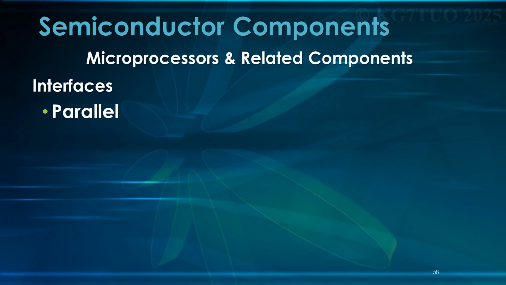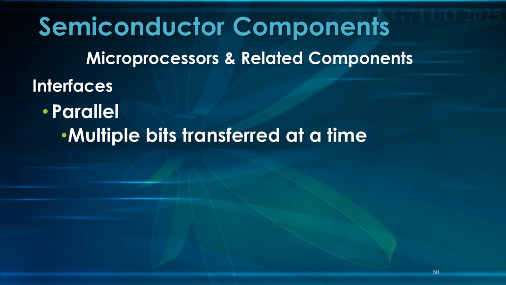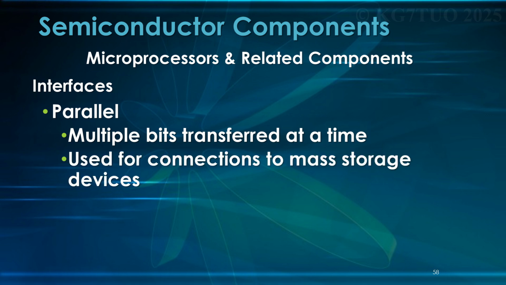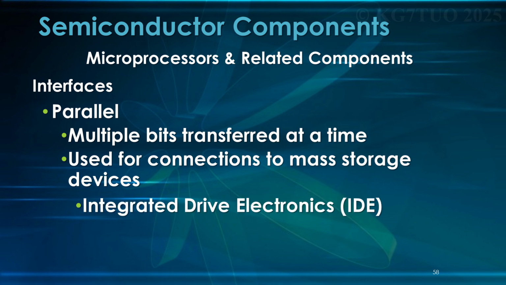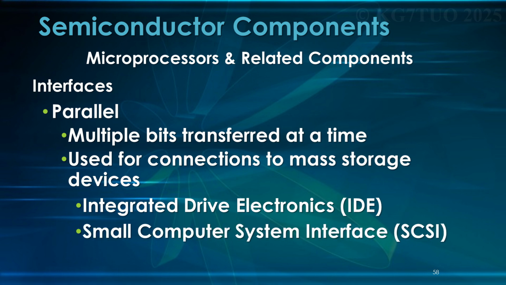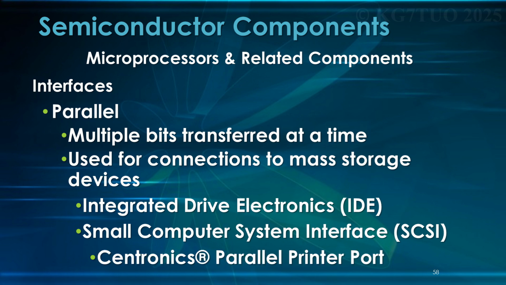So, interfaces, you have parallel interface, multiple bits transferred at a time, used for connections to mass storage devices, because you want to dump data quick. So, it's like parallel roads on a highway, you get more traffic through it. Integrated drive electronics, ATA, and the small computer system interface. Are they using SCSI drives anymore? No, SCSI went away. Centronics parallel port.